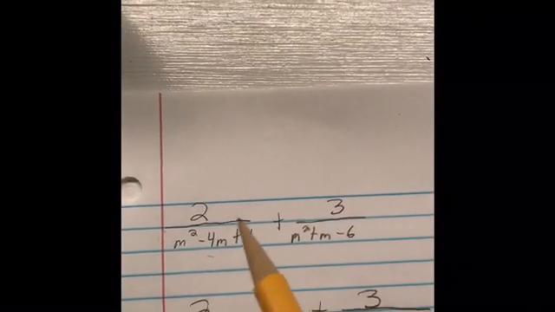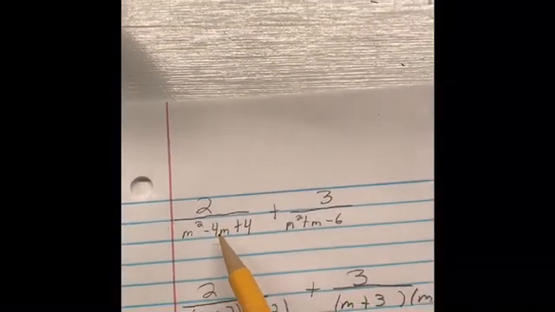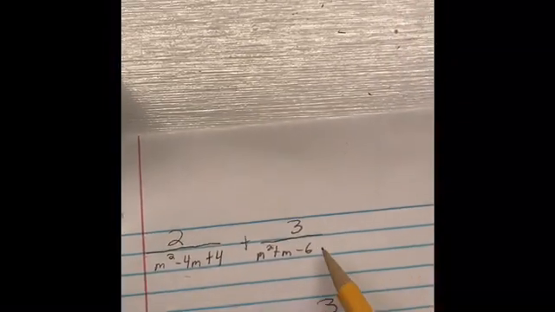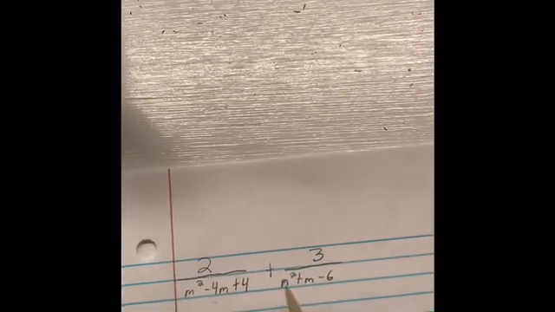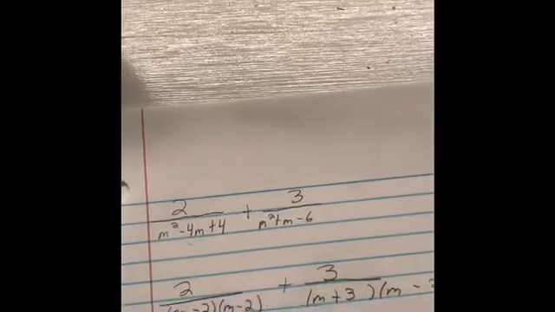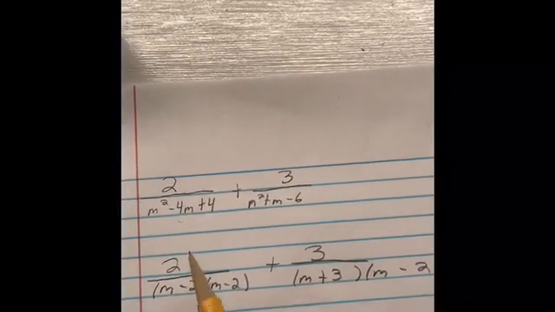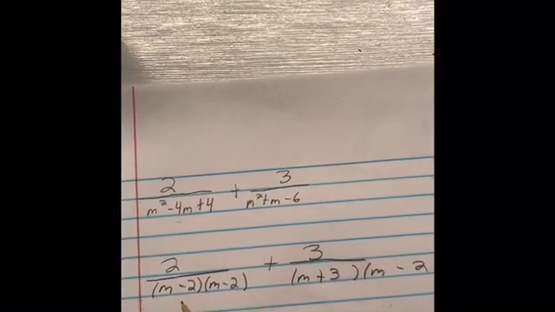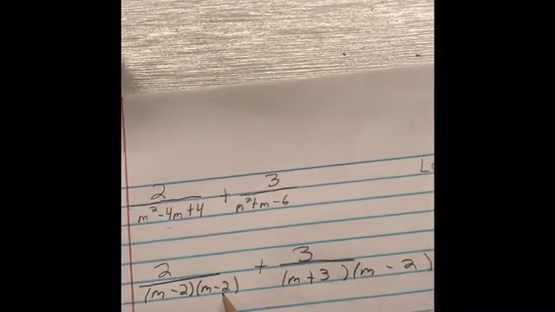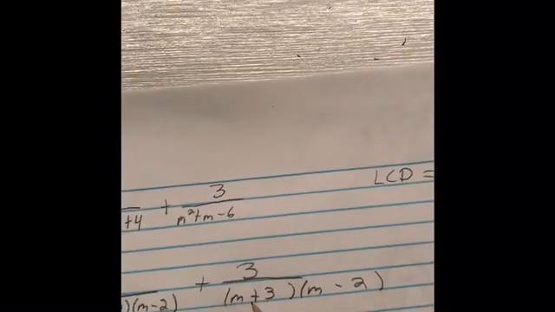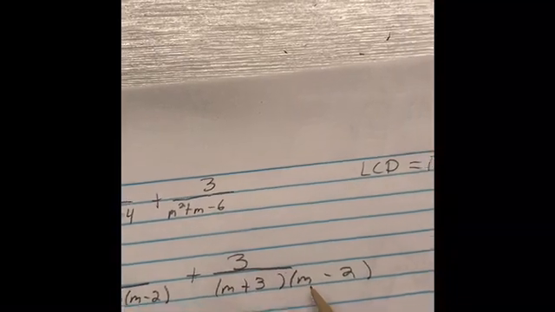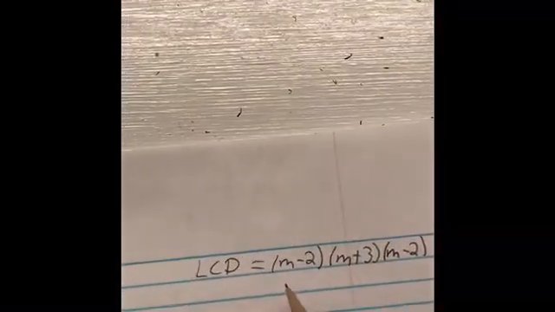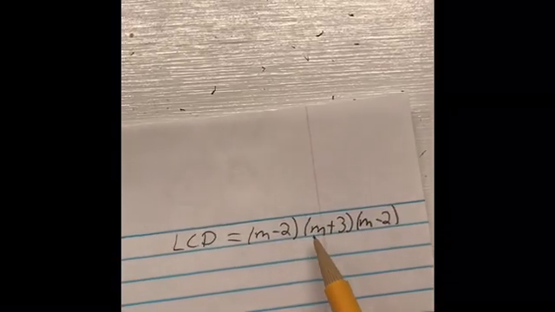For our first problem, it's 2 divided by m squared minus 4m plus 4, plus 3 divided by m squared plus m minus 6. So the first thing we'll want to do to solve this is factor out these denominators, which I've done here, which makes this 2 divided by (m minus 2) times (m minus 2), plus 3 divided by (m plus 3) times (m minus 2), and this makes the least common denominator (m minus 2) times (m plus 3) times (m minus 2).